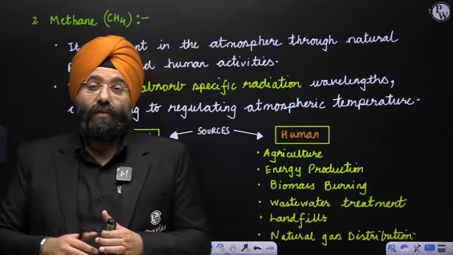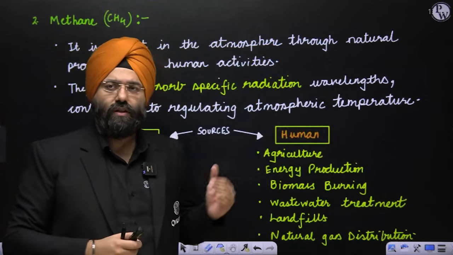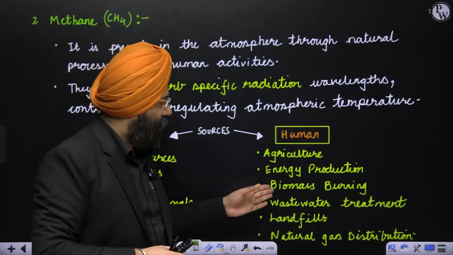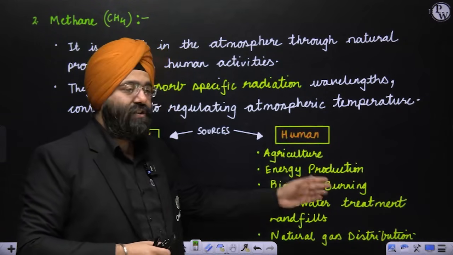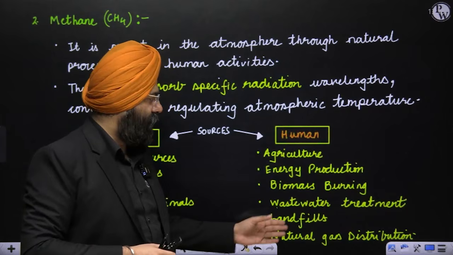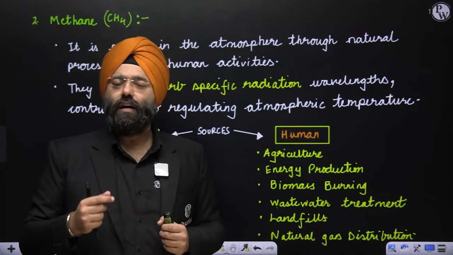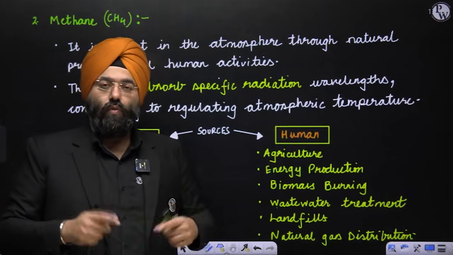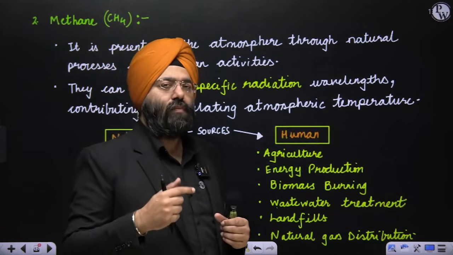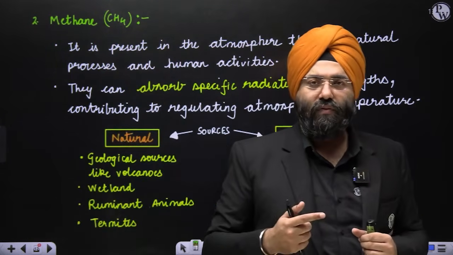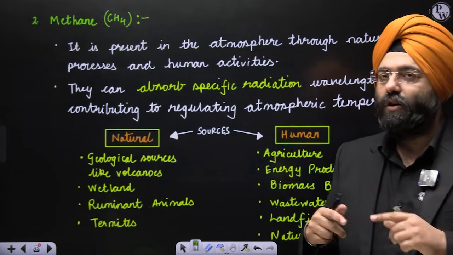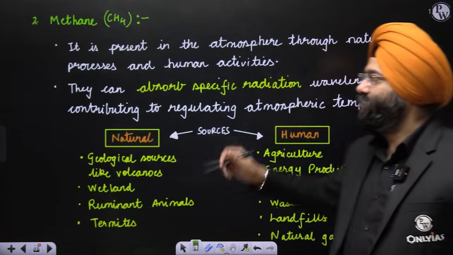But from the perspective of human or anthropogenic causes, there are agricultural activities, energy production, biomass burning, wastewater treatment, landfills, and natural gas distribution. These things are also contributing to methane. Overall, these activities impact the percentage of methane in the atmosphere, which again creates a lot of problems with respect to global warming. Clear? So, this is methane.